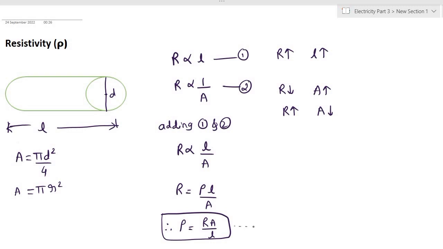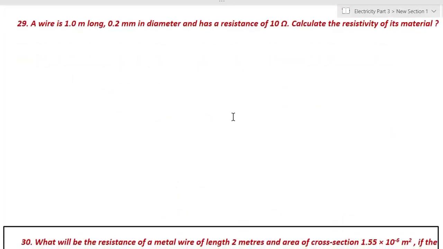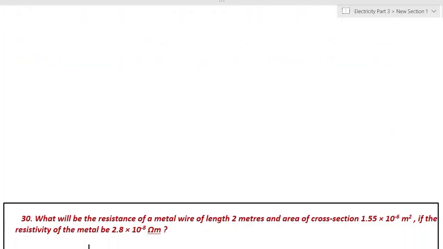And what is the SI unit of the resistivity? We know that the resistance has a unit of ohm, and area of cross section is meter square, that is meter into meter, and divided by length of the conductor, which is expressed in meter. This meter and this meter get cancelled, and the remaining unit is ohm-meter. That is the unit of resistivity.